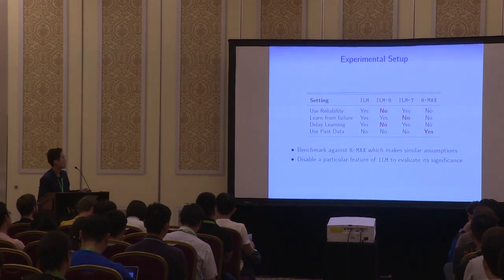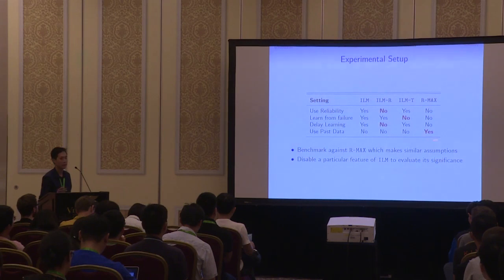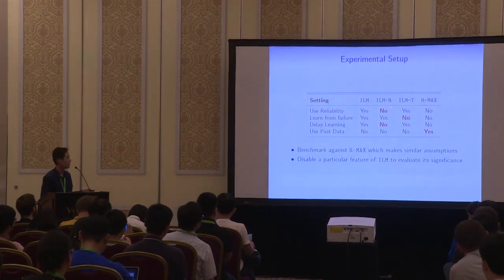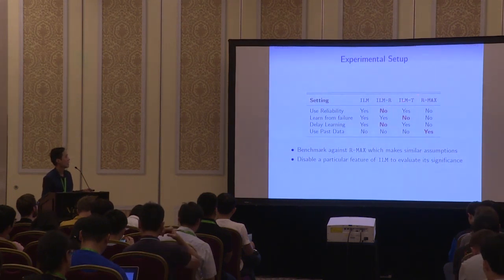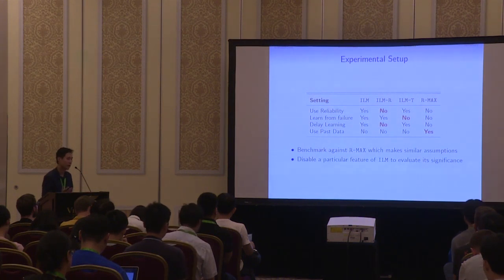We benchmark our algorithm IRM against RMAX, and we allow RMAX to accumulate the training data from previous episodes to make the comparison more competitive. We also benchmark IRM against 2 variants of IRM: IRM minus R, which does not use reliability, and IRM minus T, which does not learn from failure. So we want to see what the contributions of reliability and learning from failure are.